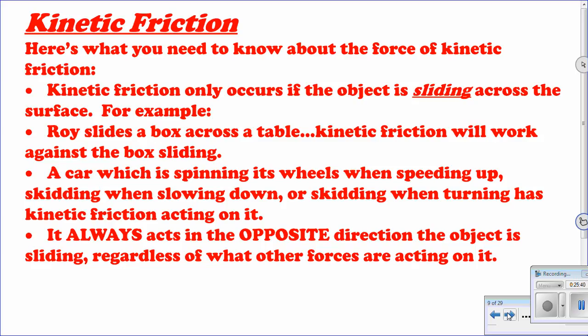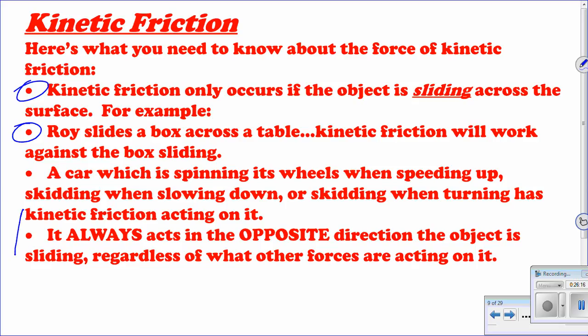Okay? So, but anyway, let's run through the list here. So what do we need to know? It only occurs if the object is sliding. We said that. So if you've got a box sliding across a table, kinetic friction is going to work against it. Now, be careful. Sliding doesn't equal moving. When you spin your tires in your car, like you're on an icy road and your tires are spinning, the car's not moving, but there's kinetic friction occurring between the tires and the ice, right? Make sense? Okay.